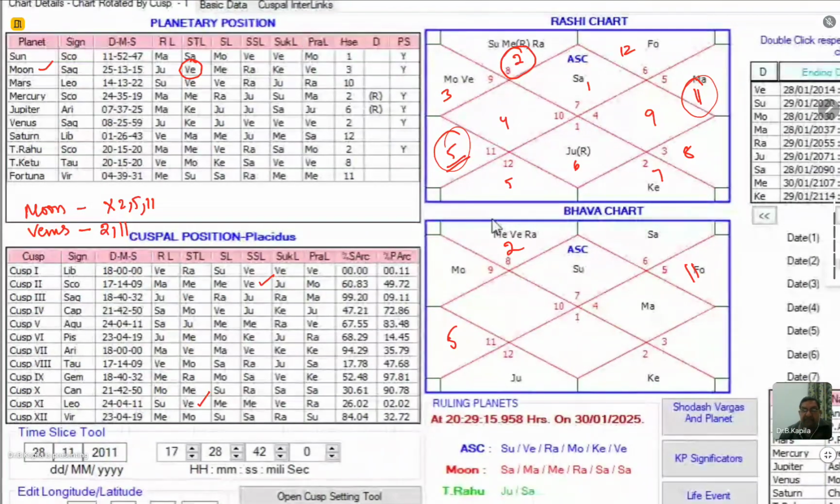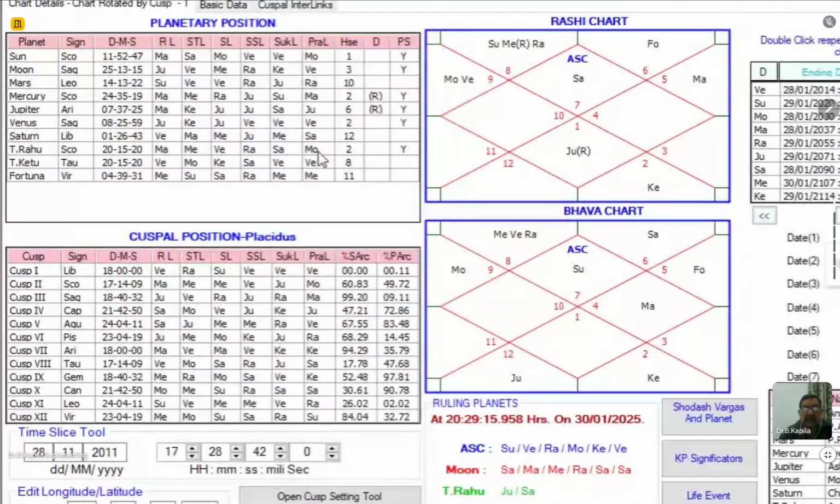So yes, sir, here the chart is genuine. And Venus is present in 7 also, no, sir? Here 7, what will you do? It is the multiple of the fifth cusp. That is what you want to say, no? It is the multiple of the fifth cusp, no?